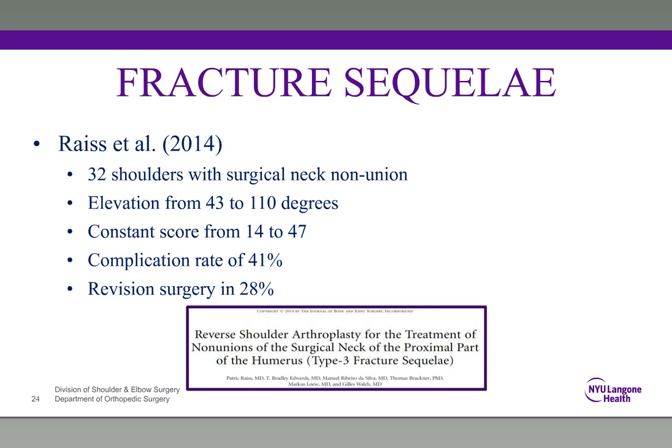What they also did note was that there was a significant complication rate of about 41%, with revision surgery at about 28%. What the authors noted was that if the tuberosity is not maintained and is just resected from the final construct, then the patients generally do not do well and were at a significant risk for subsequent dislocations.